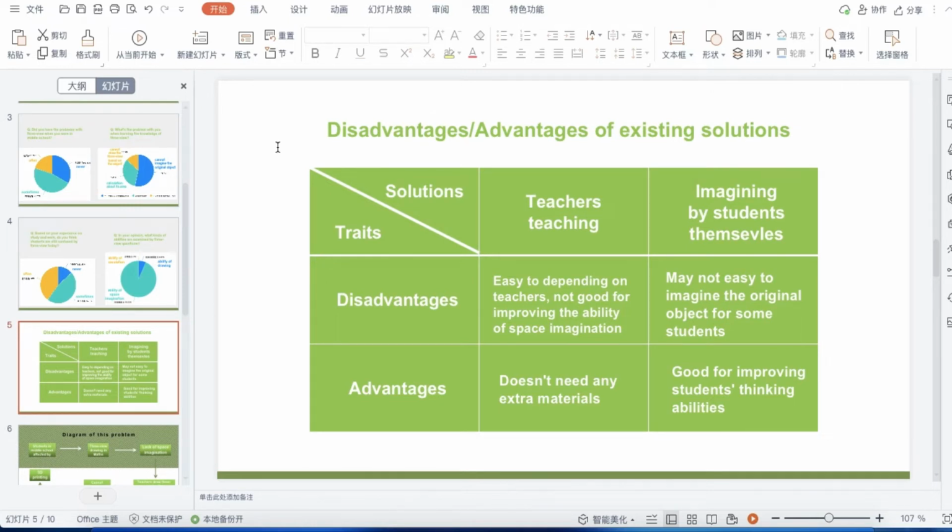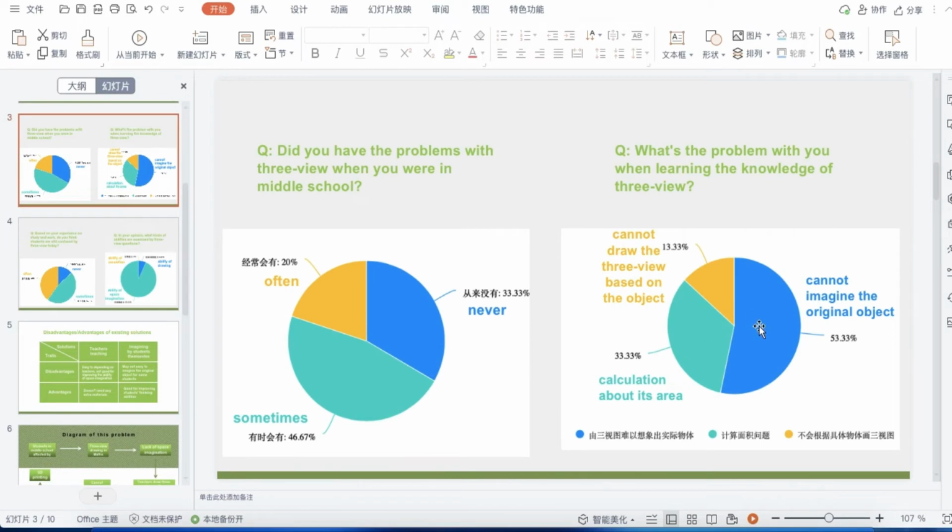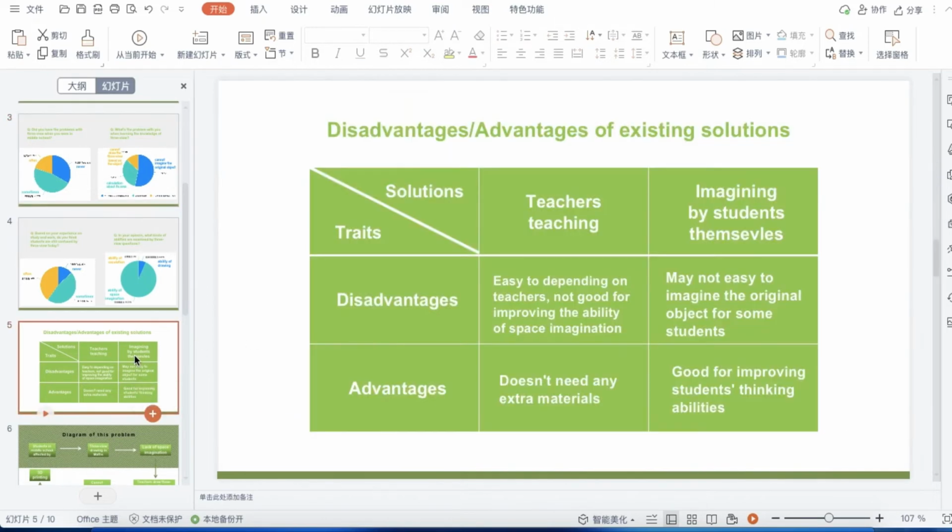The second solution that exists today is imagining by students themselves. But depending on my questionnaire here, over 50% of students cannot imagine the original object. So that is the problem. That is the disadvantage of this solution. They cannot imagine the original object so easily. But it also has some advantages too. If students try to imagine by themselves, it is very good for them to improve their thinking ability.